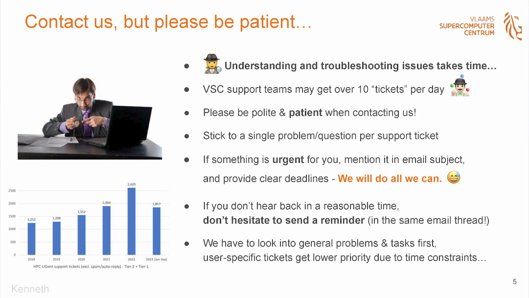All right, so you're definitely welcome to contact us, but you may have to exercise a little bit of patience at least. We get a lot of tickets. So the graph on the left shows the number of tickets we've been seeing in Ghent combined for Tier 2 and Tier 1. In 2022, that was 2,600 valid tickets, so no auto-replies or spam or all of that is taken out. So you can do the math, how many tickets we get per working day. It's quite old. So you may have to be a little bit patient.